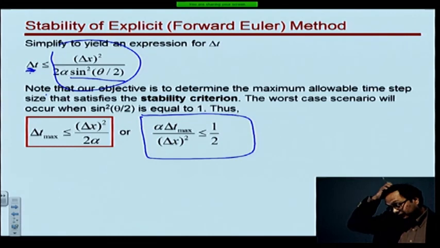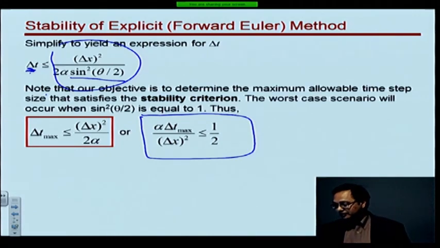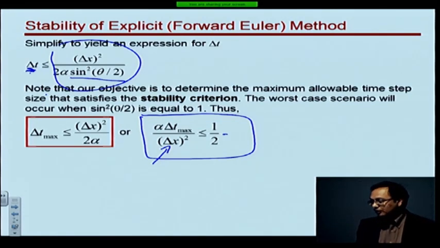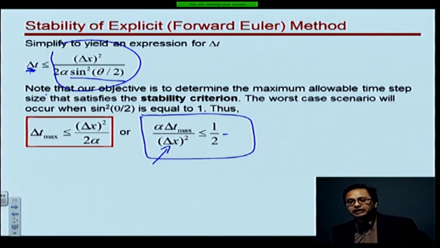Now, does anybody know, there's this non-dimensional number. Of course, it's a non-dimensional number. As you can see, we are comparing it to a number that has a name. Anybody know the name? For those of you who have taken heat transfer classes, alpha t over L squared. Anyone remember what that is? No. It's called the Fourier number.